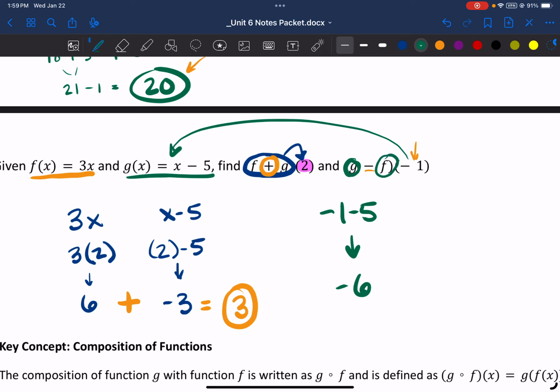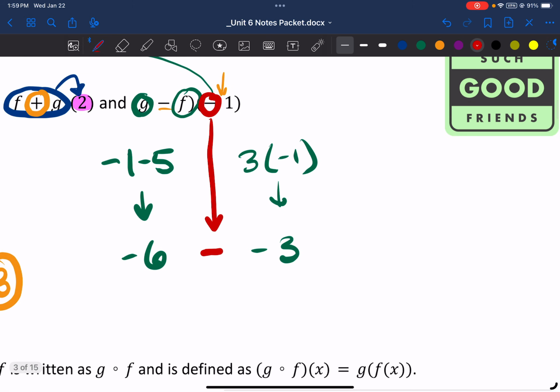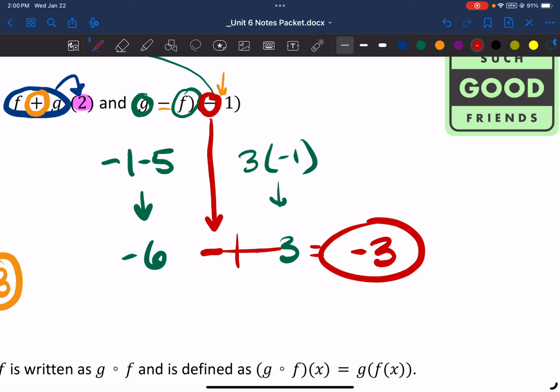F is just 3x, so 3 times negative 1 is negative 3. And our sign is a negative. Negative 6 minus negative 3 is negative 3. Add those.